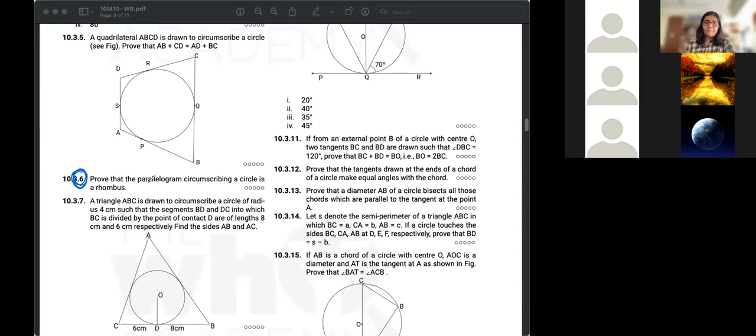Prove that a parallelogram circumscribing a circle is a rhombus. So what is the figure looking like? Parallelogram circumscribing a circle matlab what is inside, what is outside, what does it look like? Circle is inside the rhombus or parallelogram. Correct. So circumscribe matlab bahar hona chahiye. Circum, like circumference, outer boundary. So it should be touching the circumference of the circle.